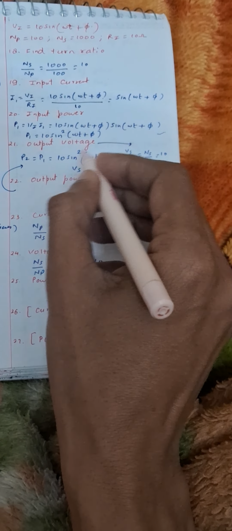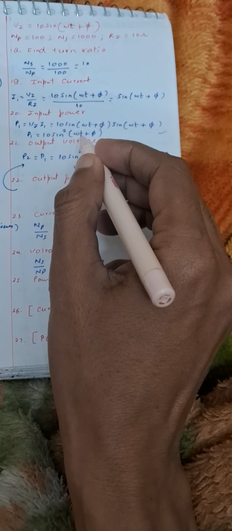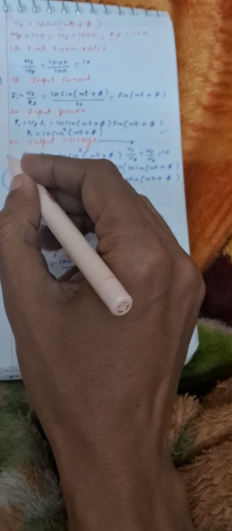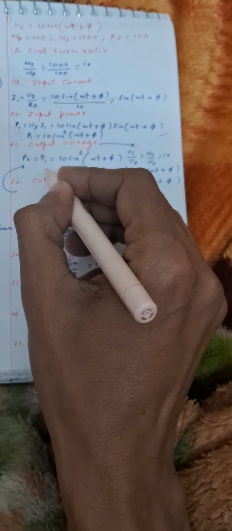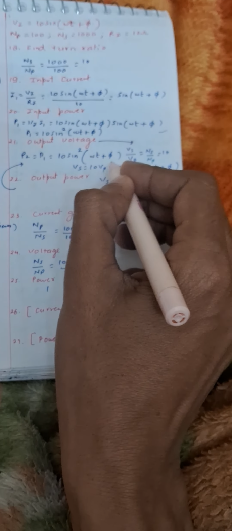Next is output power. So if we assume that transformer is 100% efficient, then output power will be input power, which will be 10 into sin square(omega t plus phi).